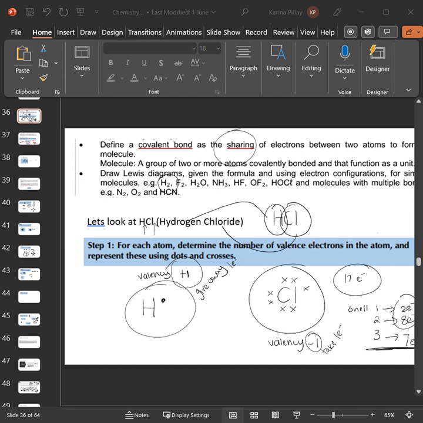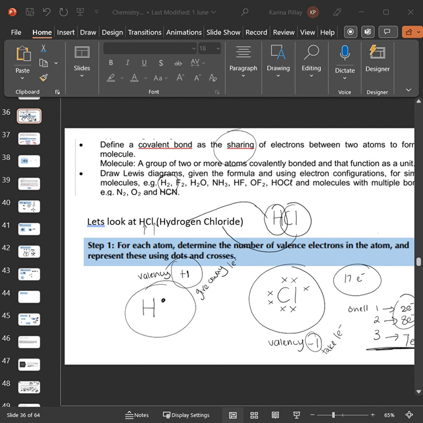Hydrogen is one atom, chlorine is another atom. They're coming together and forming a bond. Now if they tell you to draw your Lewis structure for hydrogen chloride, the steps you're going to do are: first, draw your Lewis structure for hydrogen, which looks like this. Number two, draw it for chlorine, and chlorine looks like this.